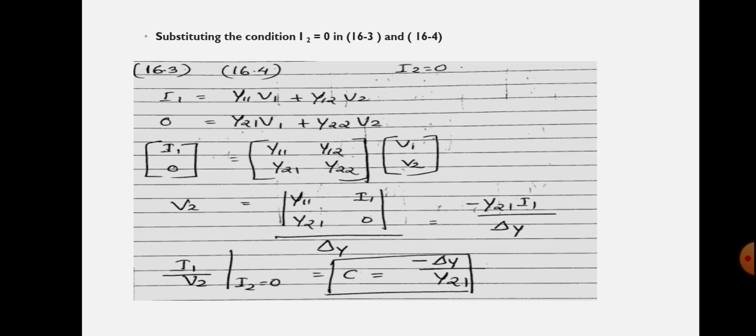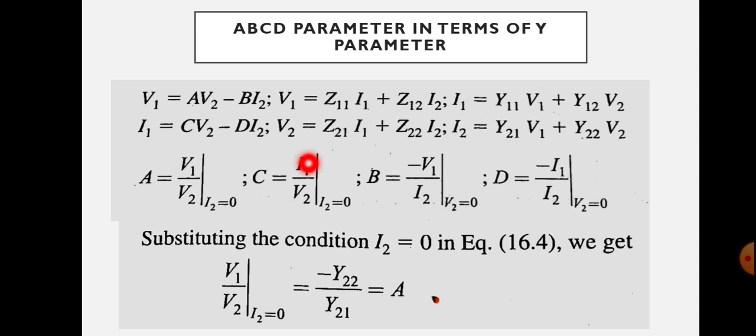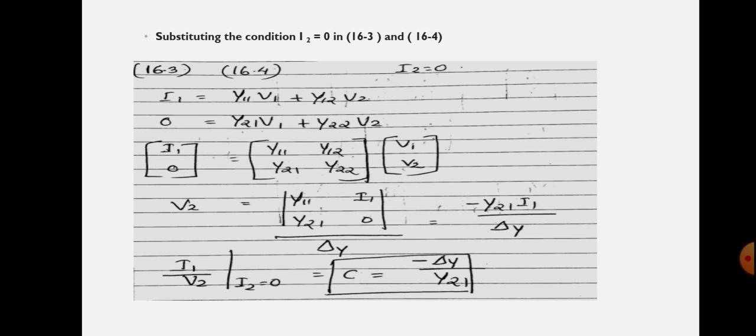Next, in the similar way you can derive the equation between C and Y parameter. So the condition is I2 equal to 0 here. So you have to take these two equations and here you are substituting I2 equal to 0. So what will happen to I2 equal to 0 means that this equation equals 0 equal to this equation, and here there is no I2 terms, but you are writing these two equations. See, the equation 16.3 and 16.4 is this one when I2 equal to 0. So you can write it in the matrix form as I1, 0, and the next is Y parameter matrix, next is V1 and V2.